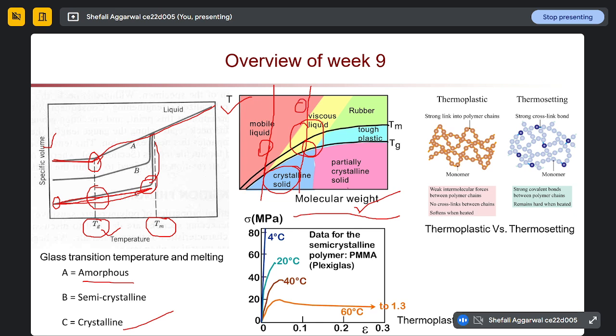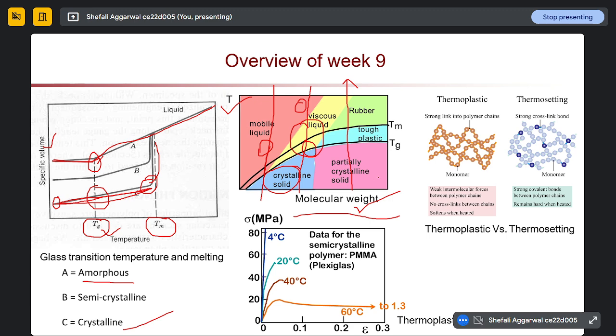And if we talk about the partially crystalline solid, it will convert to tough plastic and then rubber material, and then it will break. Okay. So this is how molecular weight and temperature will affect the properties of your polymers.